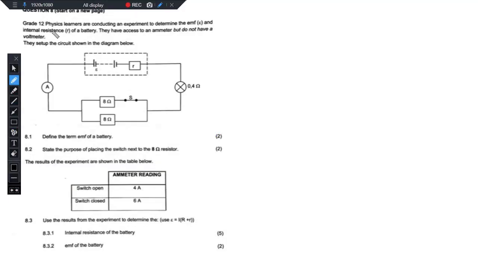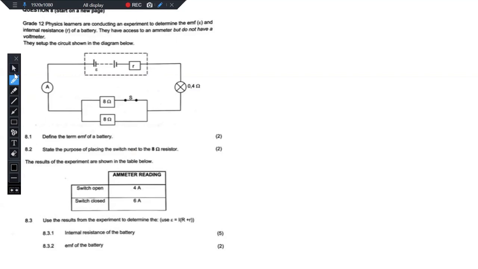Okay, so we have question 8. It says grade 12 physics learners are conducting an experiment to determine the EMF and internal resistance r of a battery. They have access to an ammeter but do not have a voltmeter. They set up the circuit shown in the diagram below. So they could only get an ammeter, and no voltmeter, meaning that their challenge here is to calculate the voltage. Then 8.1 says define the term EMF of the battery.